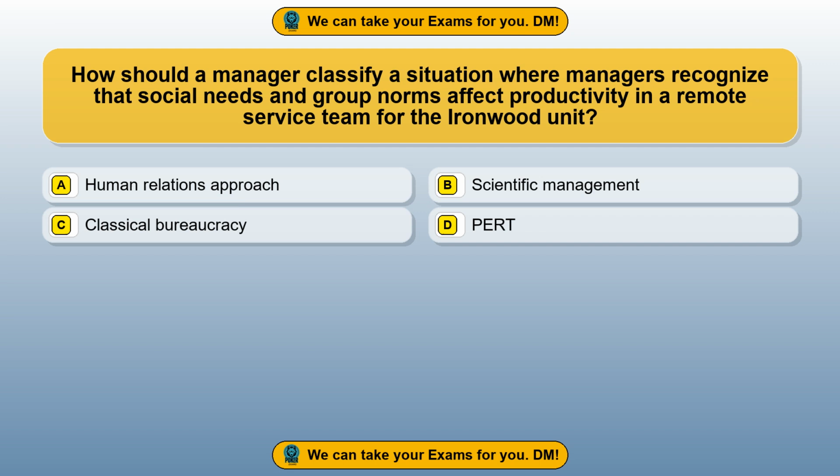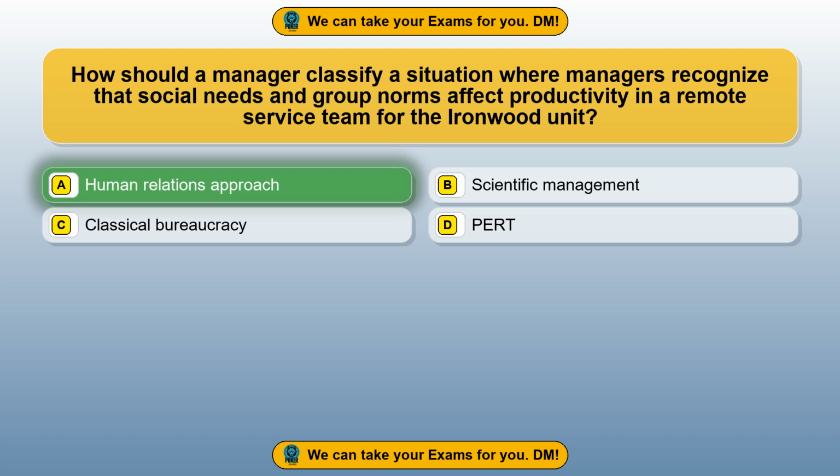Question 47. How should a manager classify a situation where managers recognize that social needs and group norms affect productivity in a remote service team for the ironwood unit? Option A, human relations approach. Option B, scientific management. Option C, classical bureaucracy. Option D, PERT. The correct answer is option A, human relations approach.